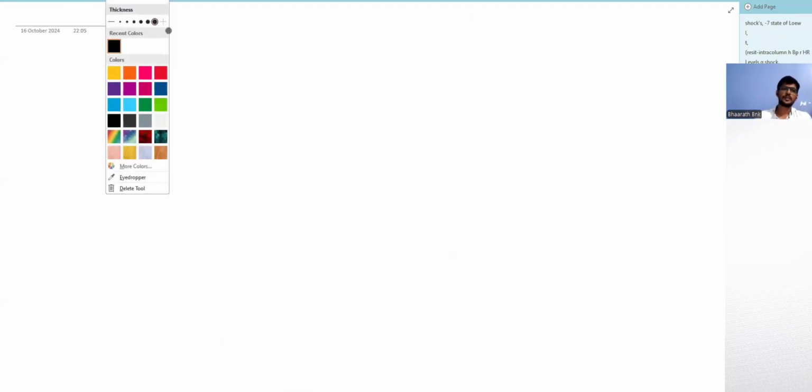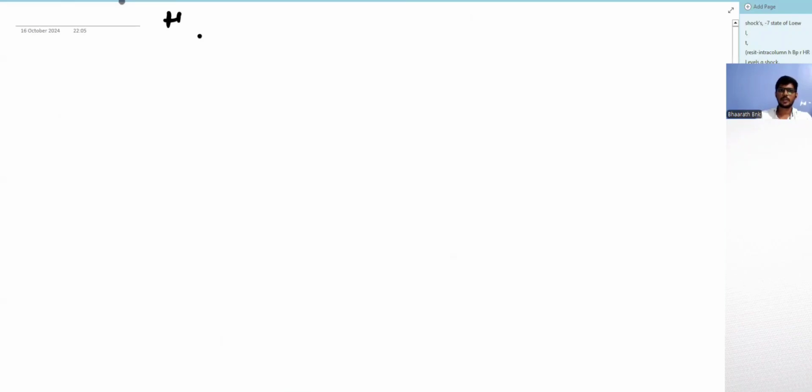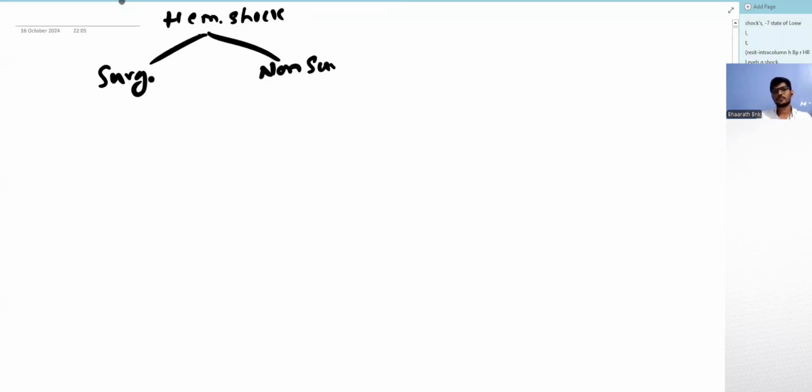So the other way of classifying this hemorrhagic shock is surgical and non-surgical shock. It does not refer to the etiology of the shock, but basically the management of the shock. Now, surgical hemorrhage is a hemorrhage which can be controlled by surgical means.